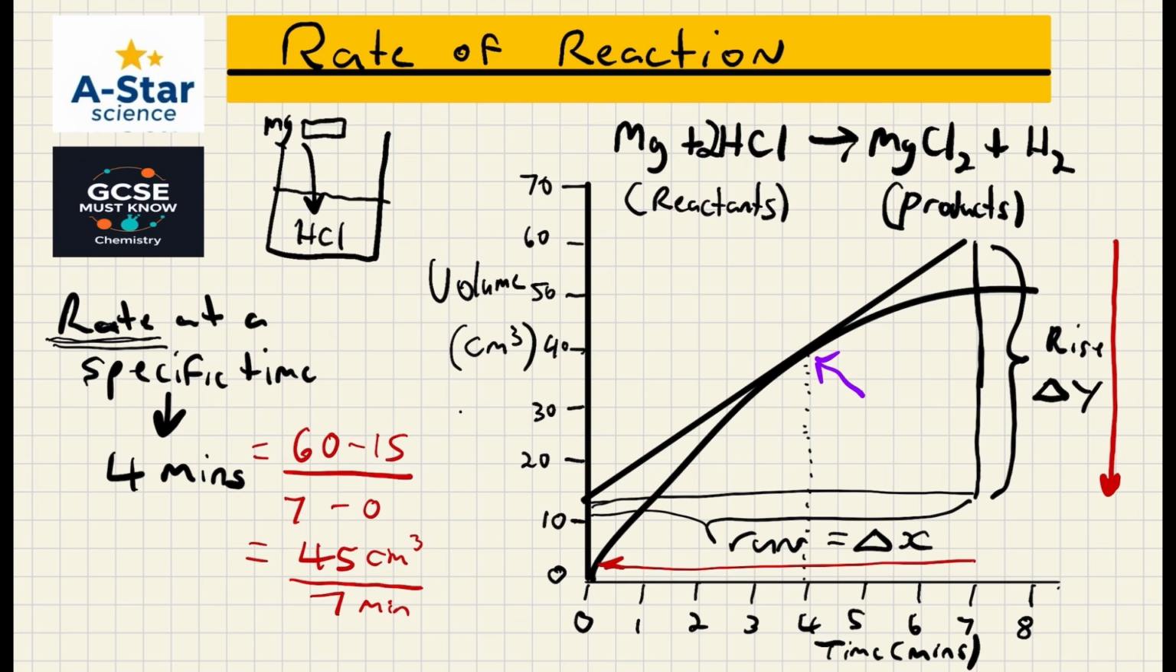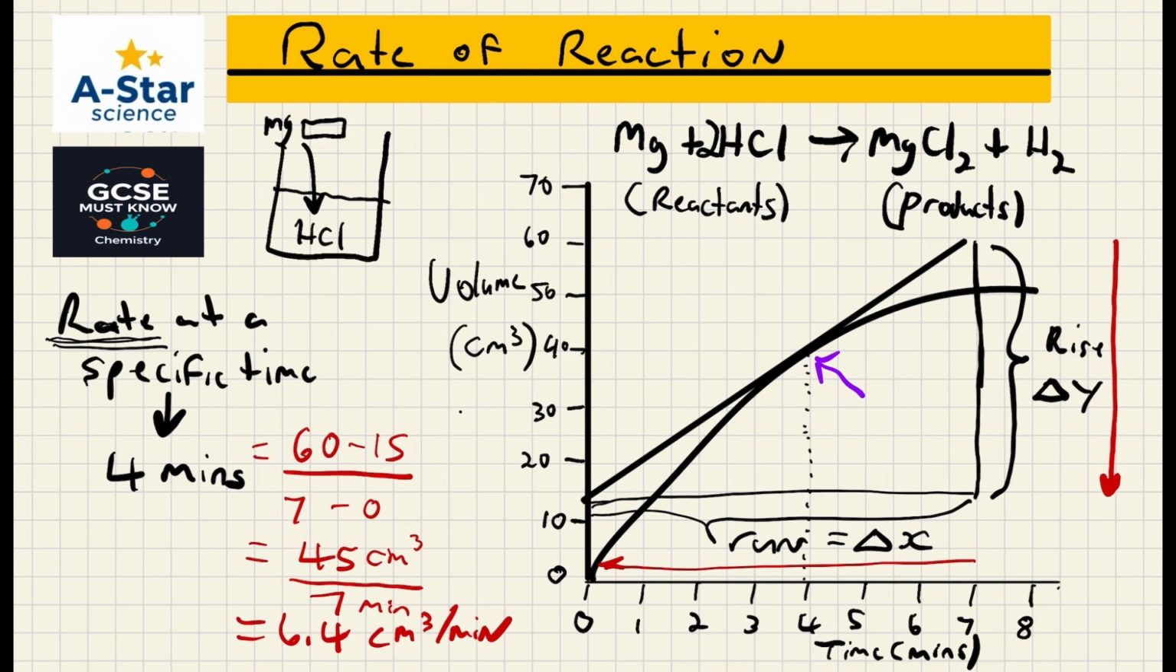And that's going to be 6.4 centimeter cubes per minute. And so that's how you would do the instantaneous rate at a specific time, by drawing a tangent line.